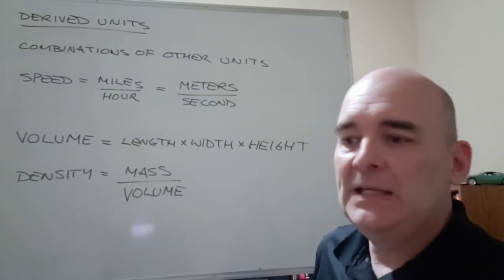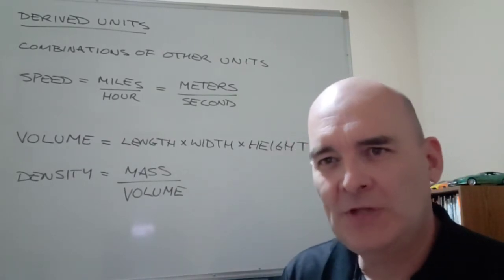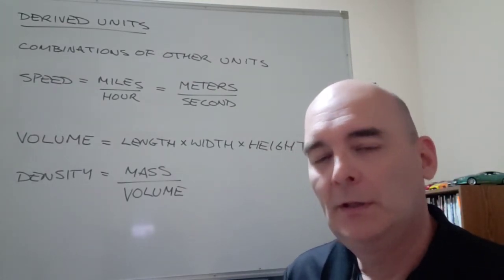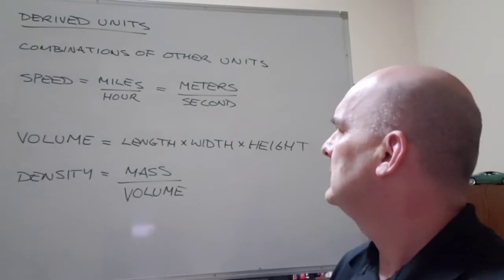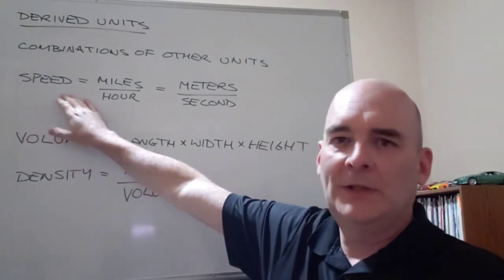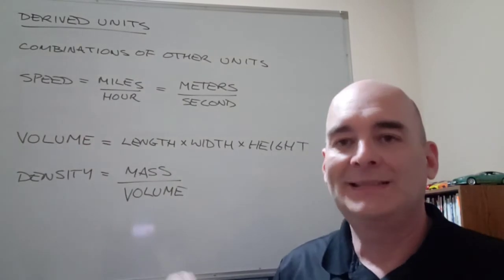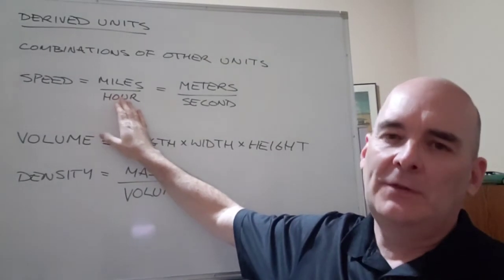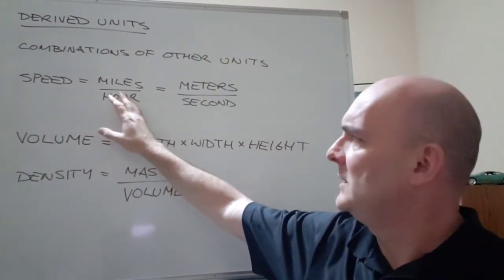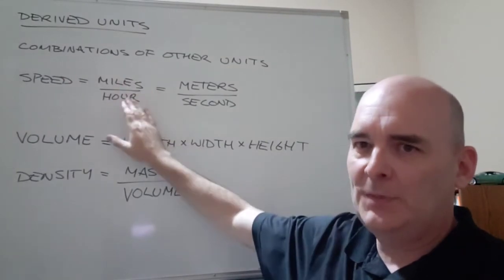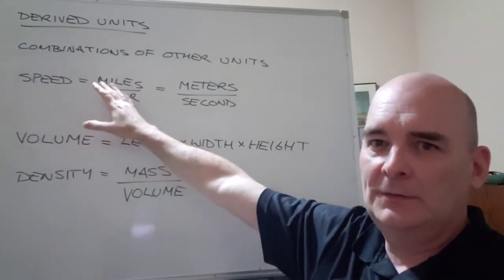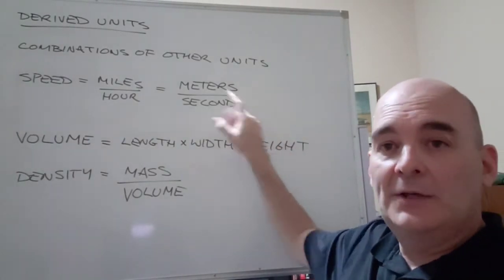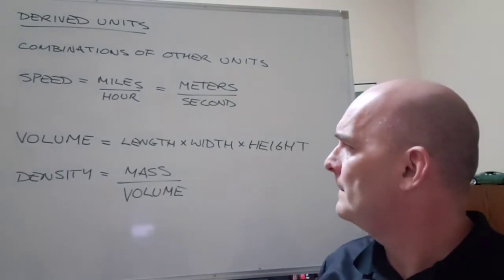Okay, so we've seen fundamental units. Let's talk for a second about derived units. Derived units are made up of other smaller units. And that means things like speed, because speed is miles per hour. That is a distance divided by a time. And because we're living in the metric world, in the scientific community, we would never, ever use miles per hour. Our speed or velocity is measured in meters per second. Okay, meters per second.